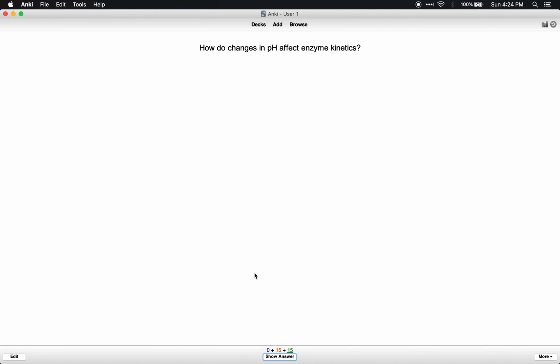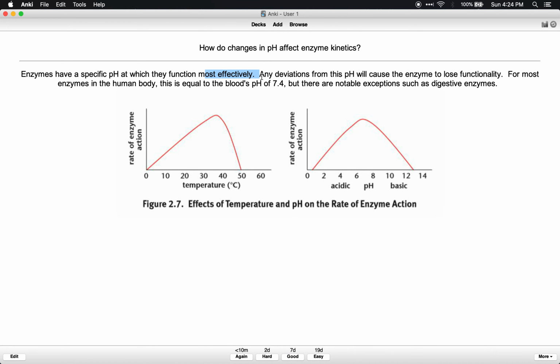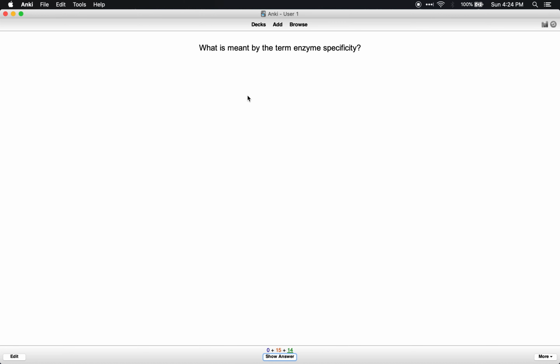There's an optimal pH where enzymes are most active, typically at normal pH; acidic is really bad and basic is really bad. What is meant by enzyme specificity? Each enzyme is specific towards a substrate.